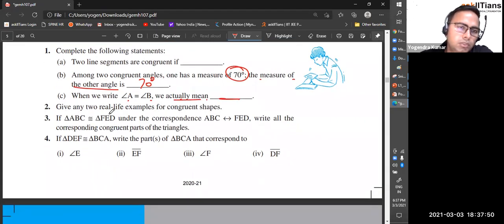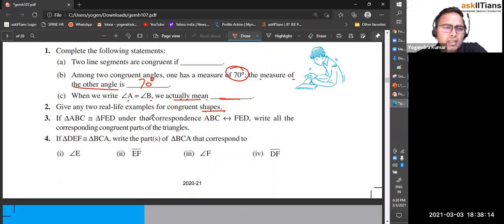Give any two real life examples of congruent shapes. Squares are there, right? We see exact boxes at your home. Those are exact congruent shapes. Okay, we can see two mobile phones of the same screen size. We can say they are of the same congruent shape. Like that we have.